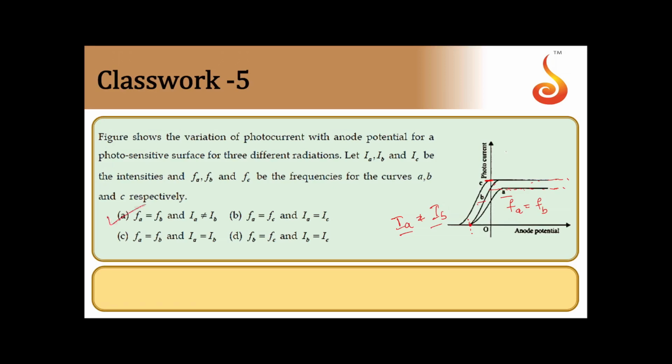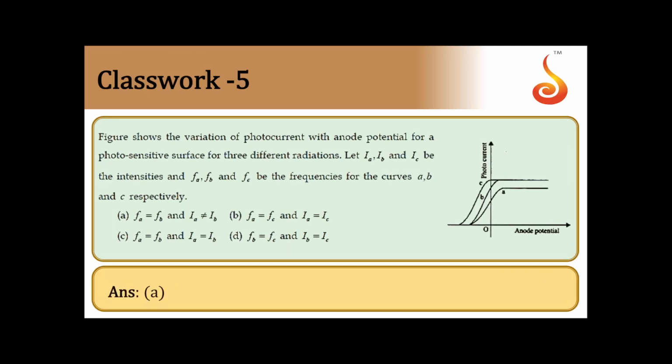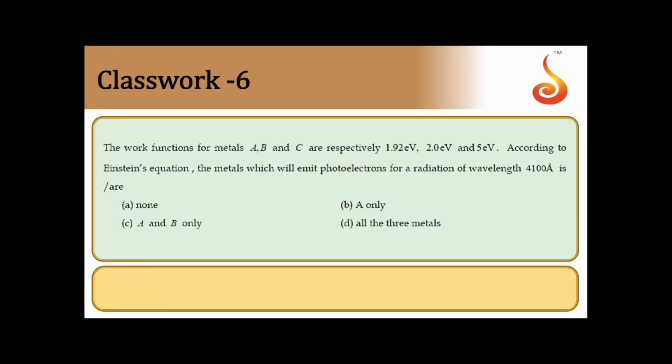And notice one thing, there is another option, IB is equal to IC. That is correct, but FB is not equal to FC. FB corresponds to this, FC corresponds to this stopping potential. So this is not correct. That's why option D is not correct, only option A is correct. We shall move on to the next one.